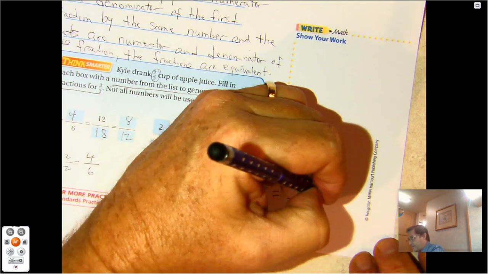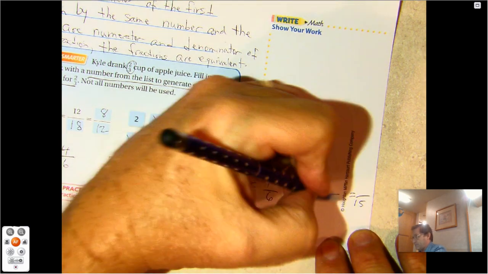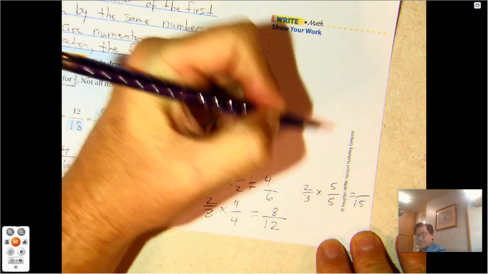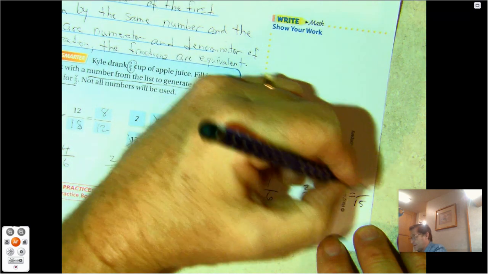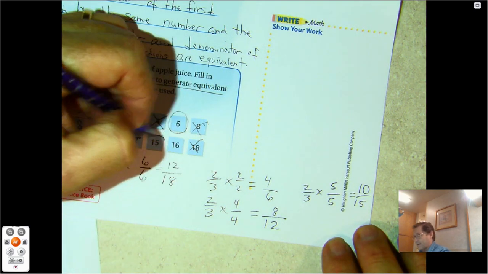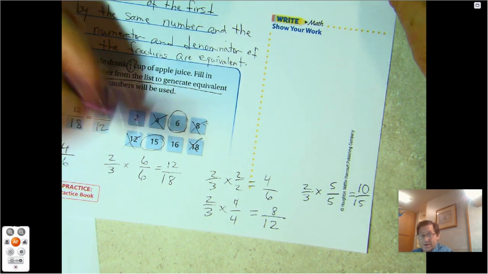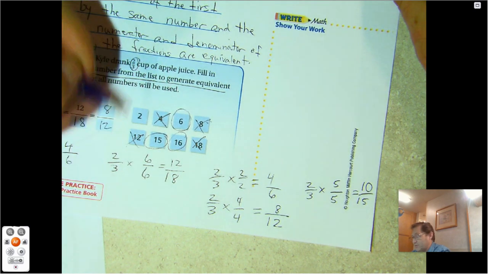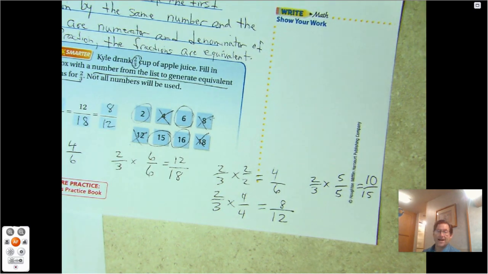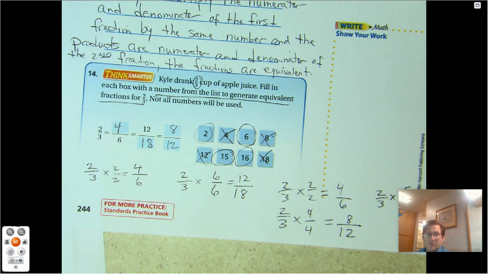Let's try 15. Well, what do I have to multiply thirds by to get 15 parts? I'd have to multiply by 5. 3 times 5 is 15. 2 times 5 is 10. So no, 15 won't work either. And 16, that would make us have a fraction that's greater than 1, and it wouldn't be equivalent to 2/3. So those are the answers. So 2/3 is equal to 4/6, which is equal to 12/18, which is equal to 8/12.